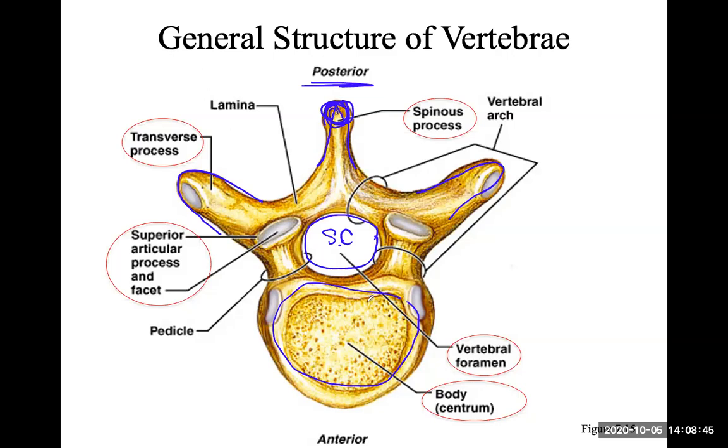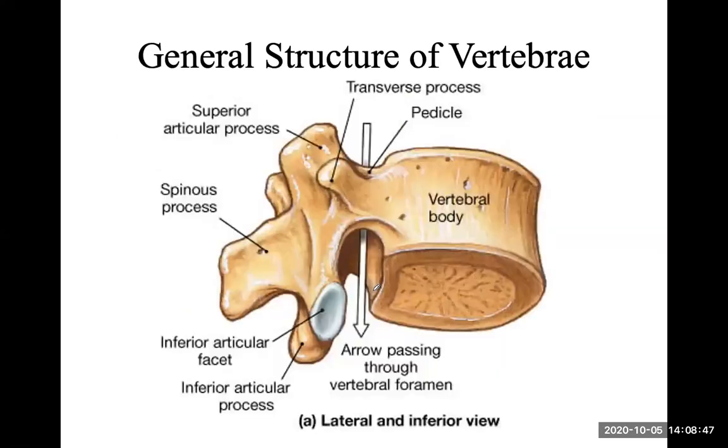Anyways, I'll show you this on a different view. So here is basically what we're talking about if we're looking at a lateral view. Here is the body, again, that bony structure. You have the opening, which is basically where the spinal cord passes through. That's your vertebral foramen.